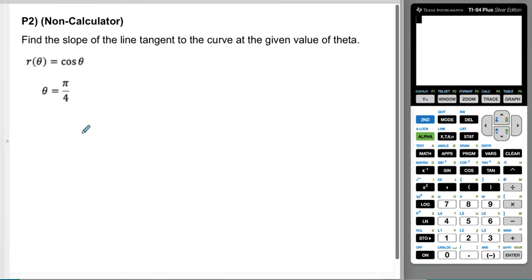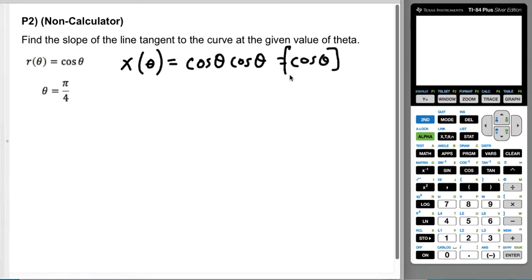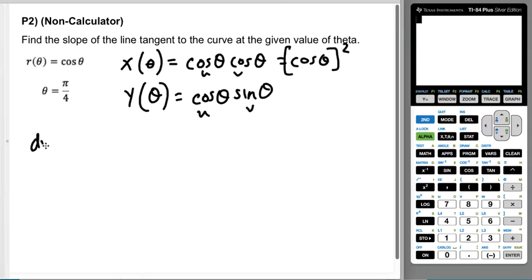All right. Let's try another one. So same idea, this time your r is cosine theta. So your x of theta is going to be r cosine theta, right? So you can either do that as a product rule or you could treat that as a chain because this is cosine of theta quantity squared. Either of those are fine. My y of theta is going to be r sine theta, which is definitely still a product rule. So dy dx is dy d theta on top of dx d theta, right?